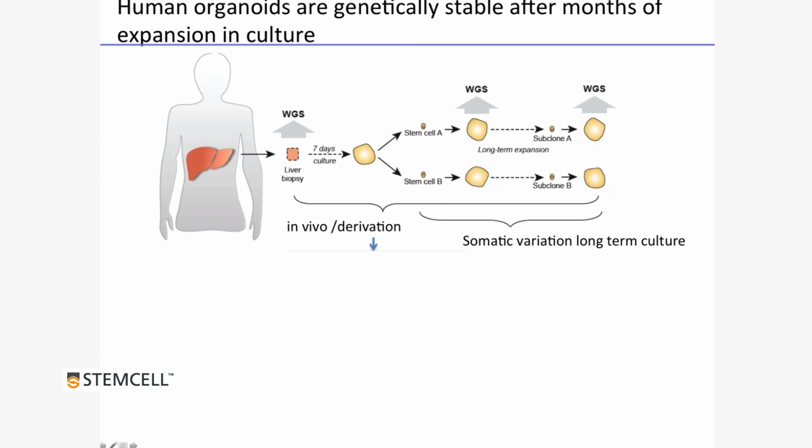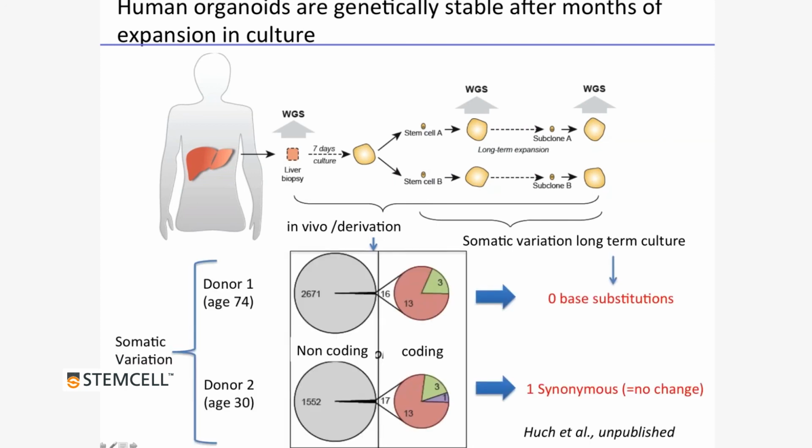The comparison of the subclones against the clones gave us the somatic variation after long-term culture. And what we observed is that in coding regions there were no base substitutions. We could not identify any base substitution in any of the clones, which was at least 3 subclones per clone, for donor 1, nor for donor 2. We only found 1 single mutation in one of the subclones of donor 2, indicating that long-term expansion results in no accumulation of somatic variations in coding regions. Of course, we identified mutations in non-coding regions.